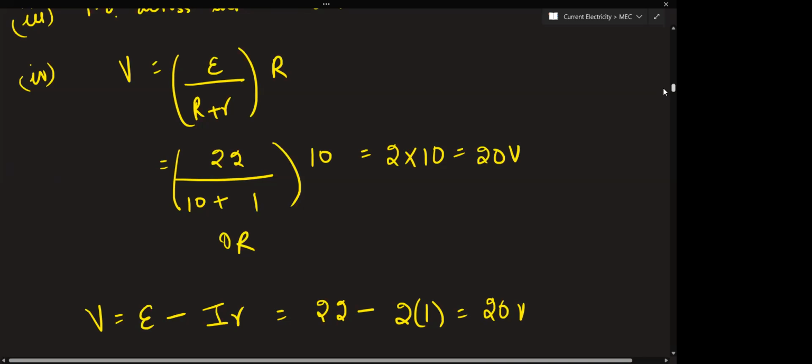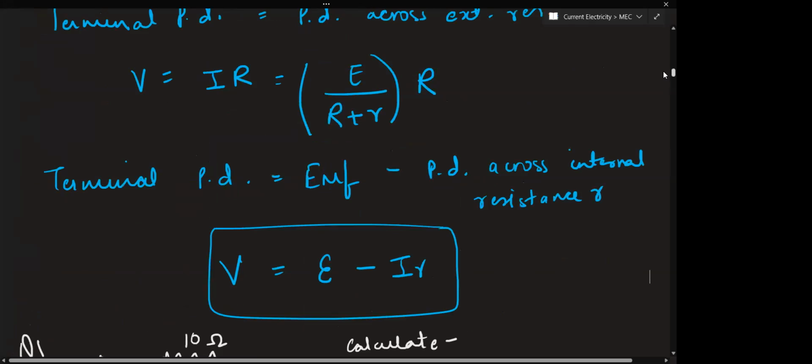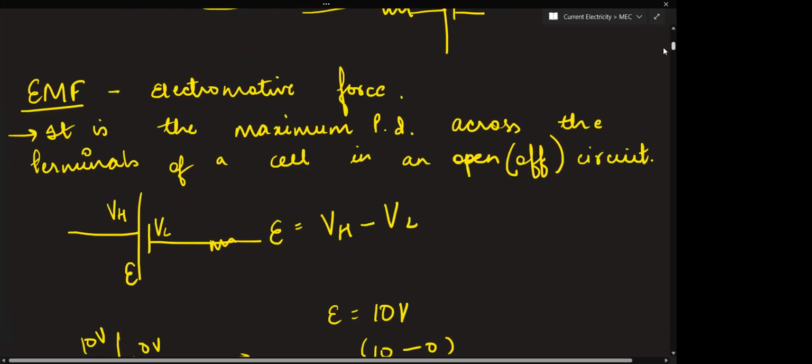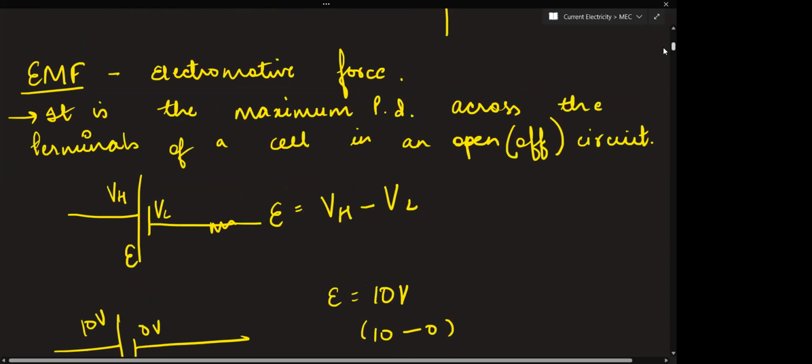See, EMF and potential difference. The very first difference that comes between EMF and terminal potential difference is the kinds of circuit. I hope you know the difference between an open circuit and a closed circuit. In an open circuit, the maximum potential difference between the two electrodes of the cell when no current is drawn from the cell is the EMF. No current drawn means it's an open circuit.